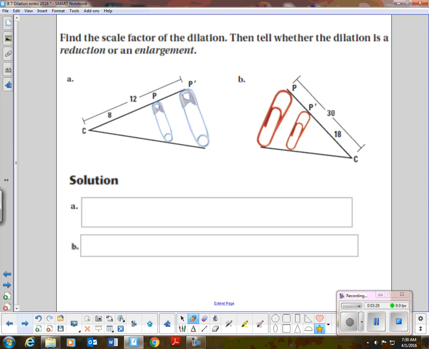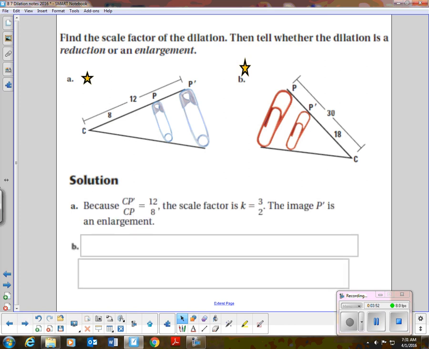So again, here's some more. Find a scale factor. So I'll let you do these here also. If you have any questions about these, just let me know. Pause the video and start back up when you're done. All right, and so I'll let you check one of these here real quick. I'll give you the answer to the first one, which is A, and here is an enlargement of 3 over 2.